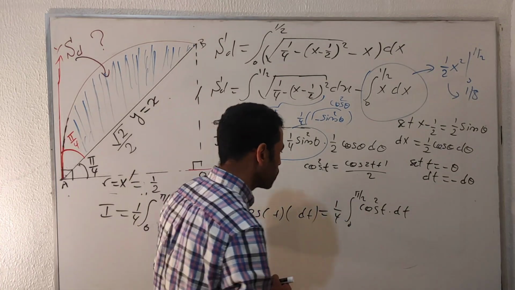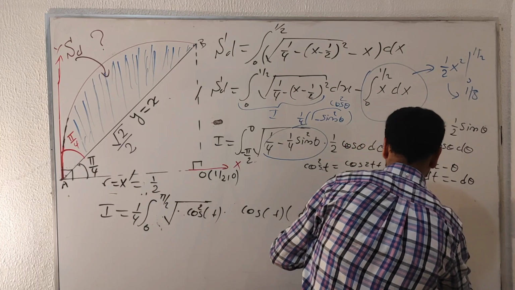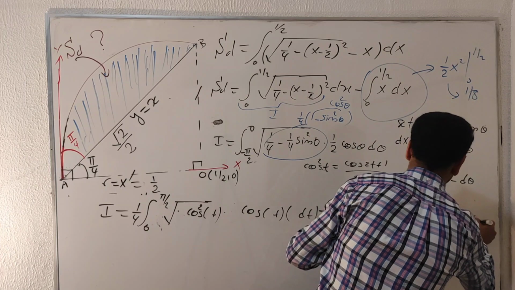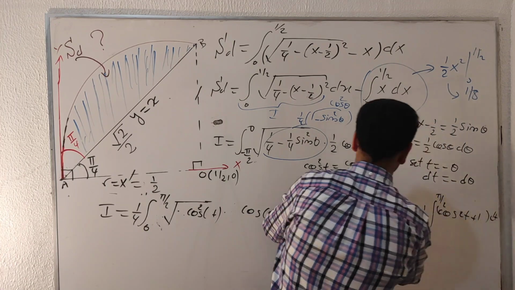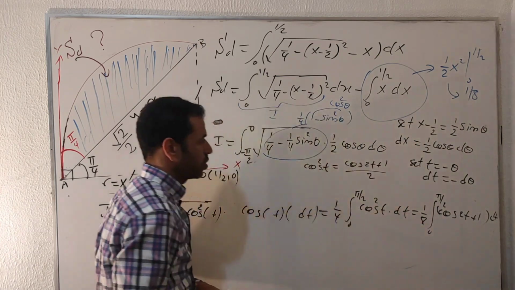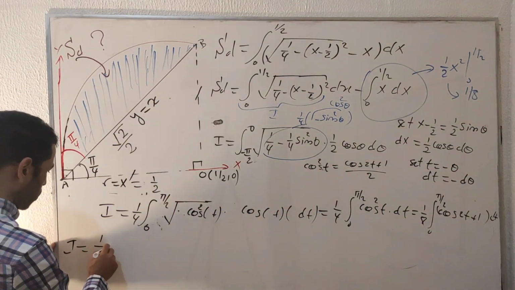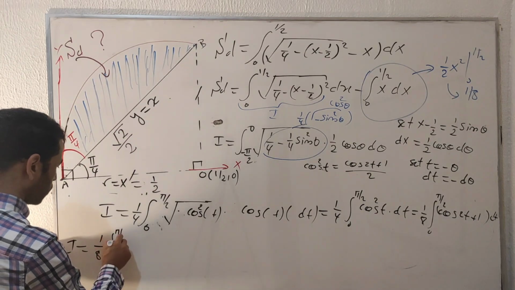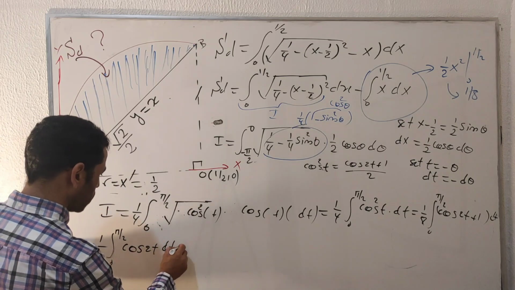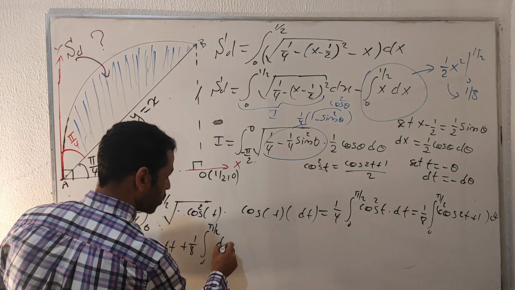So I'm going to split this integral into two. I get 1 over 4 from 0 to pi over 2 of cosine 2t plus 1 dt. This half goes outside, becoming 1 over 8. Splitting these two integrals separately, I get the I integral, which is 1 over 8 from 0 to pi over 2 of cosine 2t dt, plus 1 over 8 the integral from 0 to pi over 2 of dt.